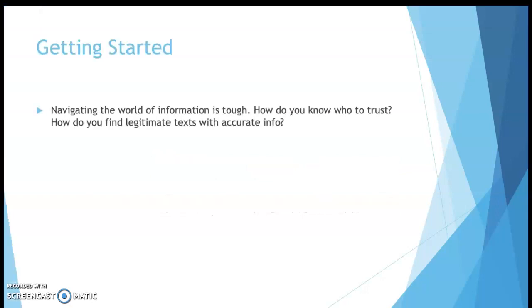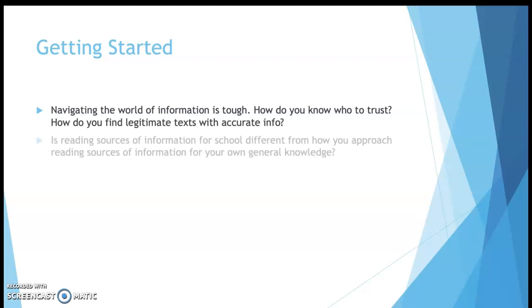So, in getting started, let's at least acknowledge that the world that we live in is really tough as far as navigating all the information that's out there. It's really, really difficult to know and understand who to trust and how to find legitimate texts that have accurate information. We've all seen that tweet or that social media post or things out there that maybe look really credible and we're just not sure. So it can be really difficult to do. So first of all, give yourself a little credit that it is really hard to get good at this. And in fact, most people are not.